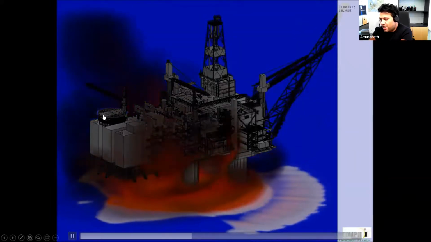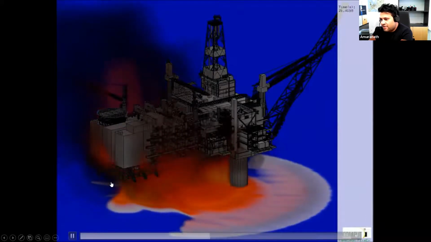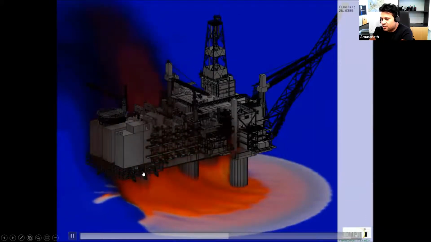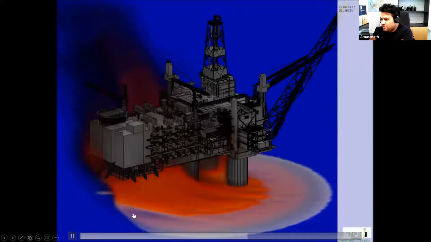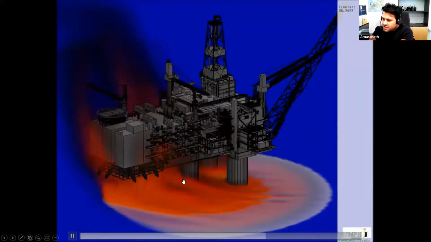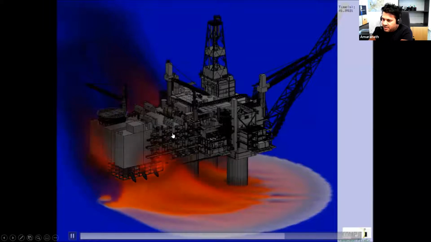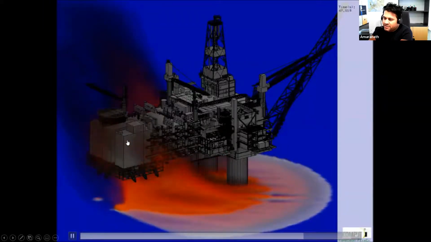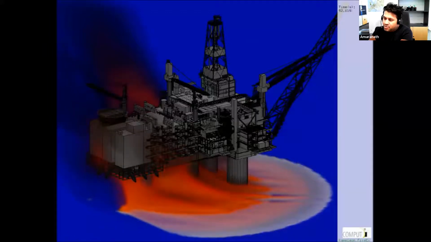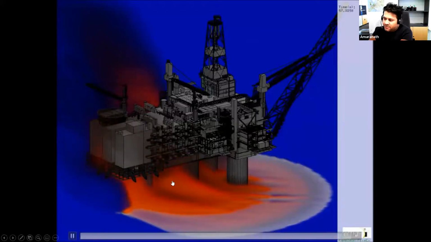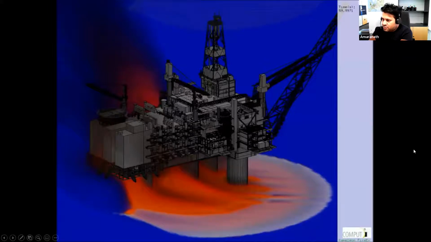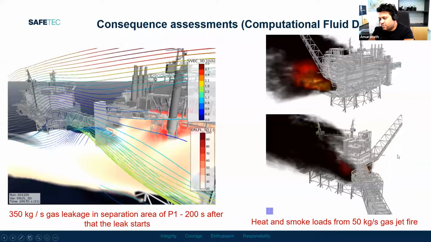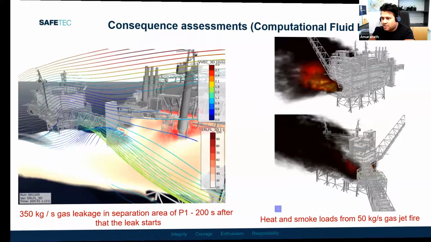For example, the helideck will not be available, and the lifeboats will not be available because you can't launch lifeboats into a fire. So people on the platform will be restricted to the living quarter, but there is a huge potential for killing most of the people if we have this kind of severe accident on an offshore platform. So subsea gas releases and how we model them is very important when it comes to the risk analysis of offshore platforms.